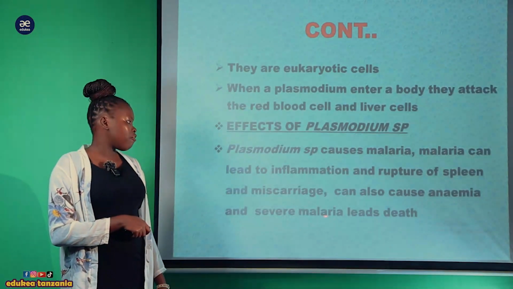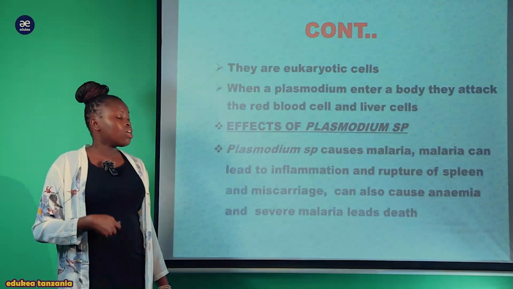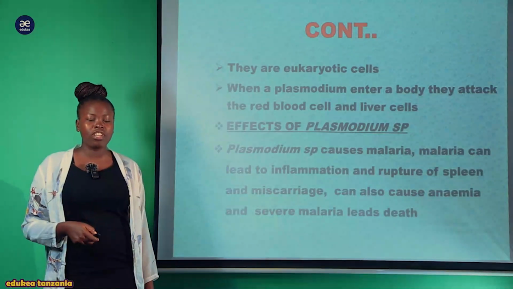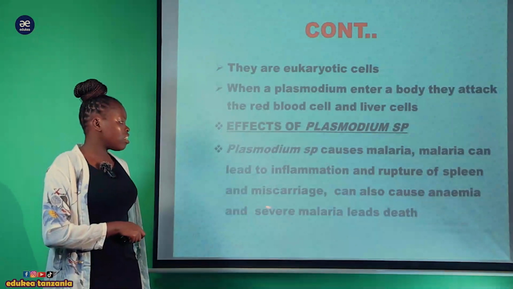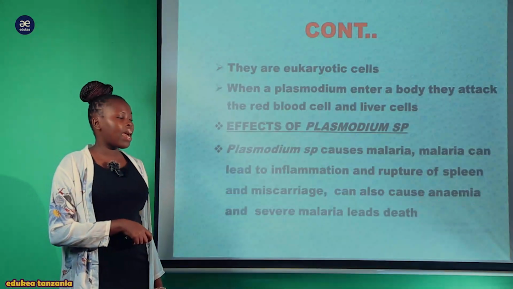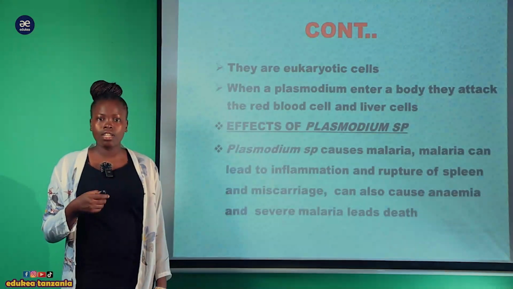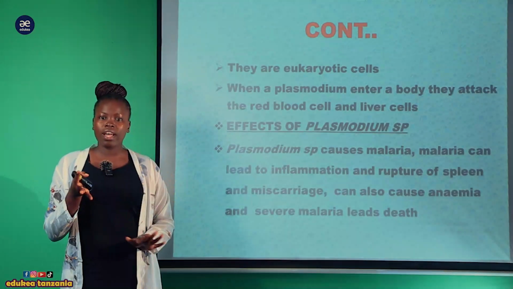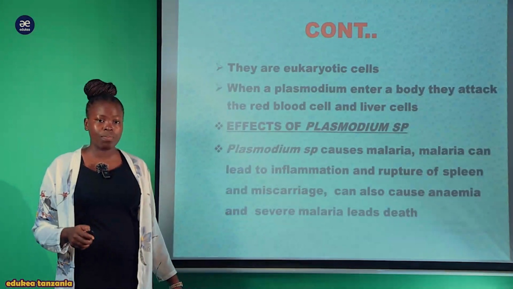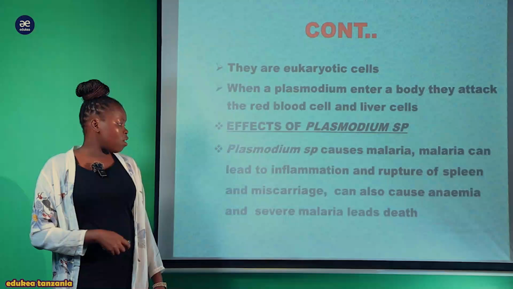Kwa Plasmodium anasababisha malaria. Malaria inaweza kupelekea either inflammation au the rupturing of the spleen, ambayo ni very important organ in the body of the human being. Vile vile inaweza kupelekea miscarriage, mimba kutoka kwa wale mama wajawazito, na vile vile inaweza kupelekea anemia. Kwa nini inapelekea anemia? Kwa sababu wanakuwa wana attack the red blood cell. Kwa hivyo inapelekea ule uwezo wa damu kuweza kuganda inakuwa ni mdogo. Inapelekea rupturing of the red blood cell, the rupturing of the spleen, ambayo inaweza kupelekea excessive bleeding, inapelekea mtu kuweza kupoteza damu, na at the end of the day inaweza kupelekea mtu kuweza kupoteza maisha.